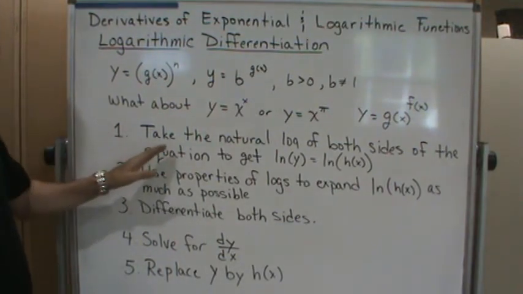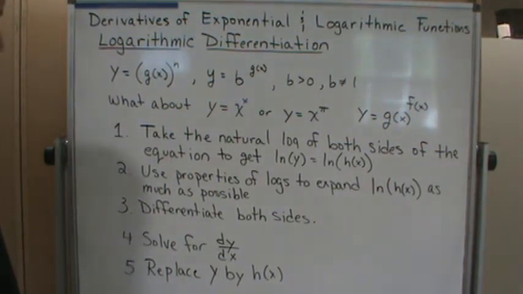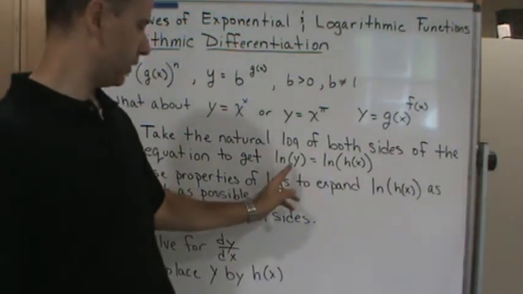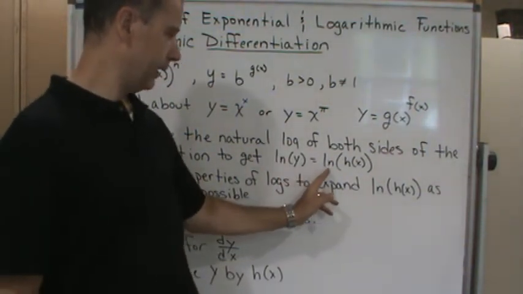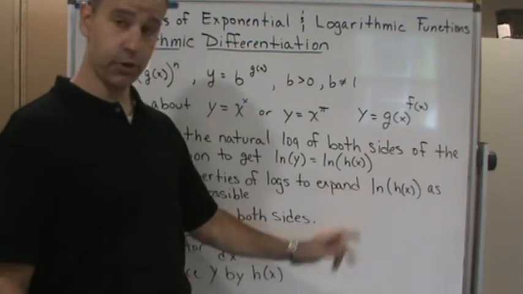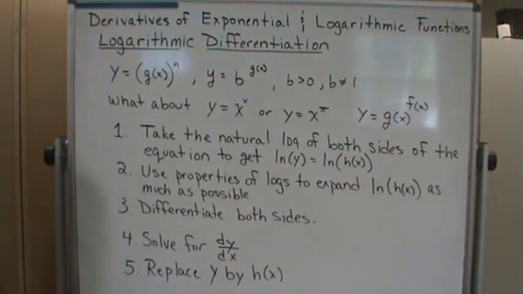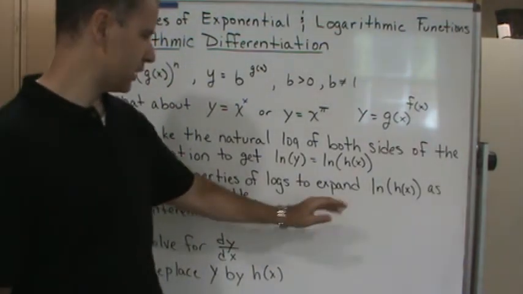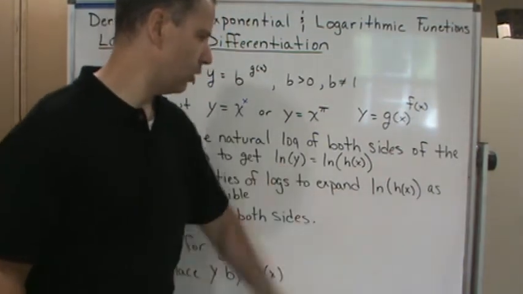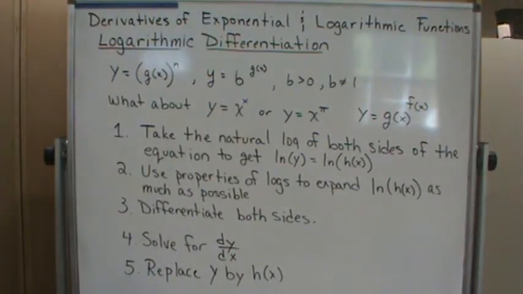First, you take the natural log of both sides of the equation, and you'll get something that looks like this: natural log of y equals the natural log of the function that's given. And then you're going to use the properties of logs to expand this log of h of x as much as possible.